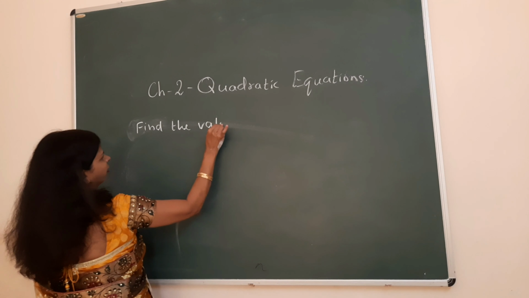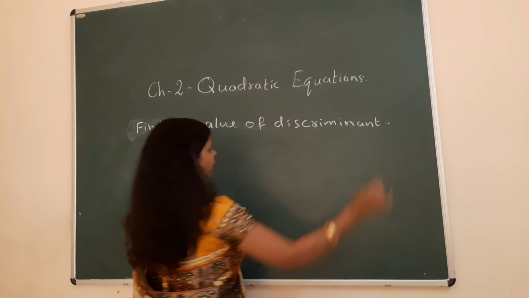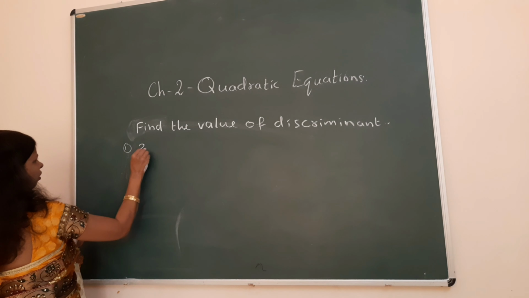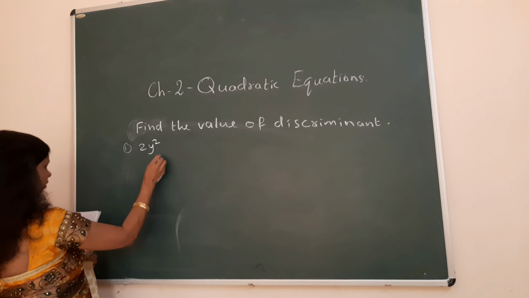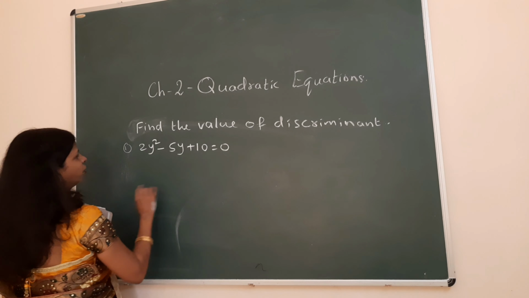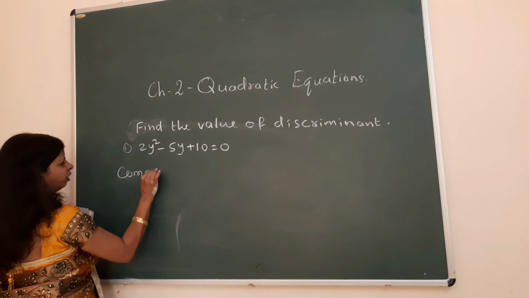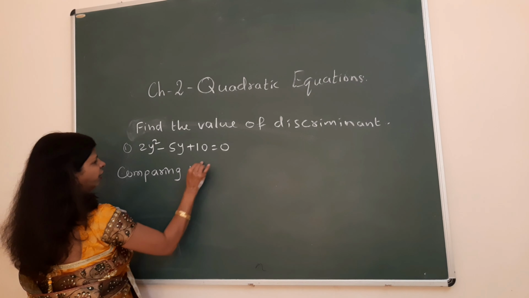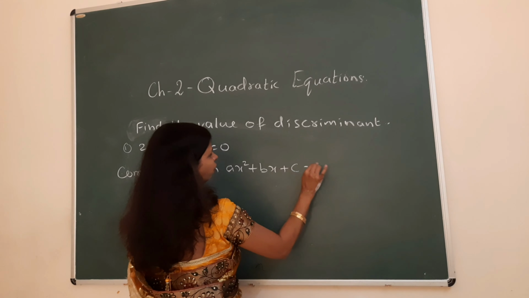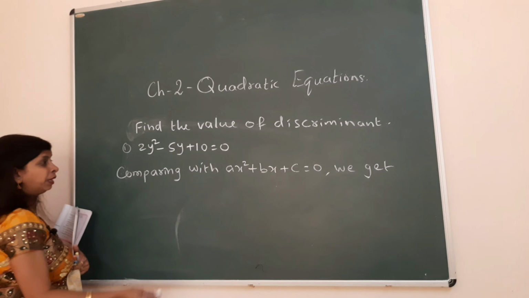How to find the value of discriminant? Okay, given the equation 2y square minus 5y plus 10 equal to 0. Now the first thing we need to do is comparing with ax square plus bx plus c equal to 0. We get, first to identify the values of a, b and c.